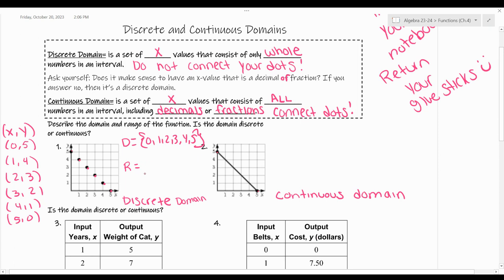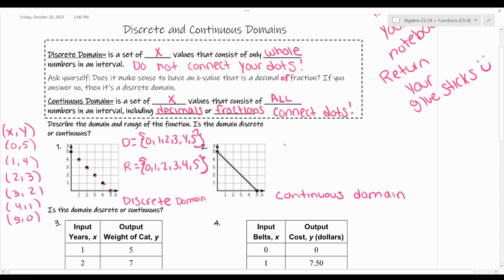And squiggly wiggle. Go in order. So this time I'm going to go bottom up because going in order means small numbers to big numbers. And I look at my y values. They're actually the exact same as the x. 0, 1, 2, 3, 4, 5. No repeats. And that would be it for number 1.